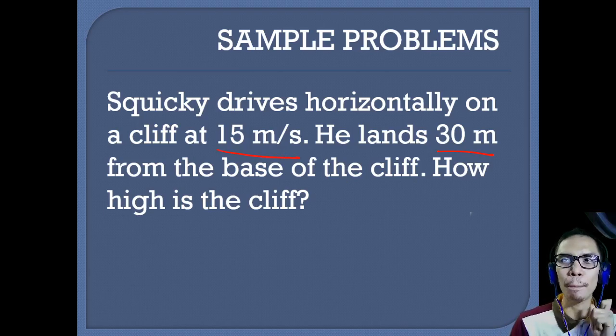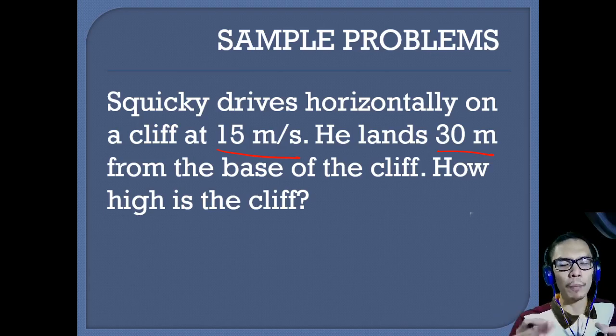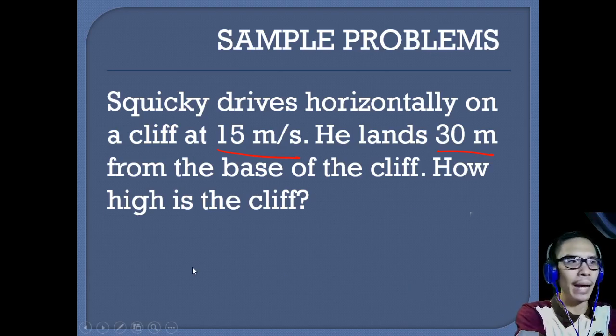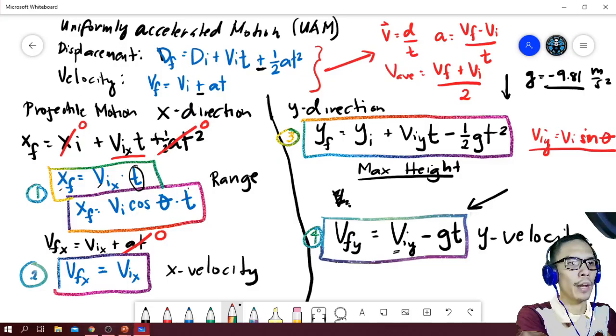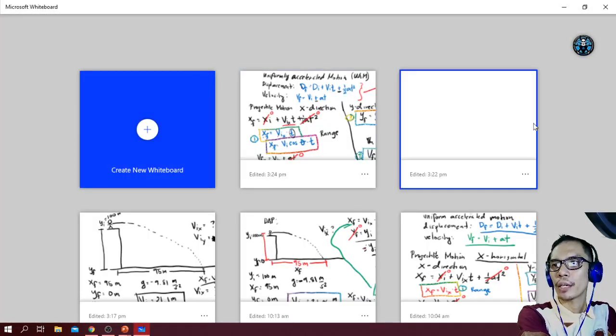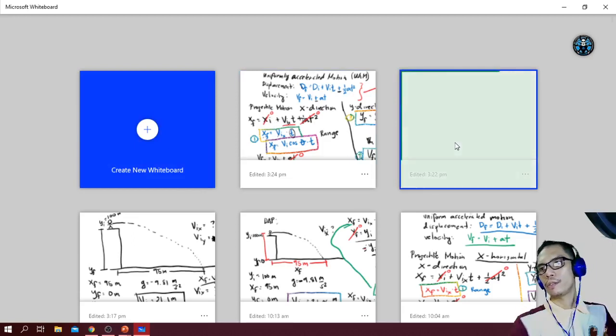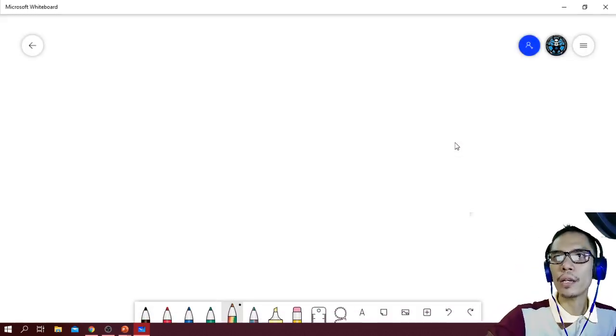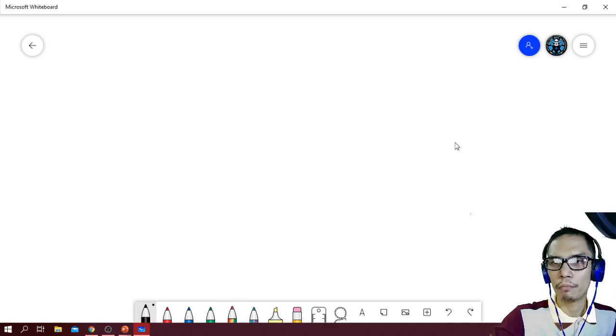Let's analyze this problem by drawing a picture. Start first with drawing a picture. It is impossible to solve a problem like this if you don't draw a picture, because the picture will give you a perspective on how the problem will look. So let's go to our handy dandy whiteboard. There we go, so there you have it.